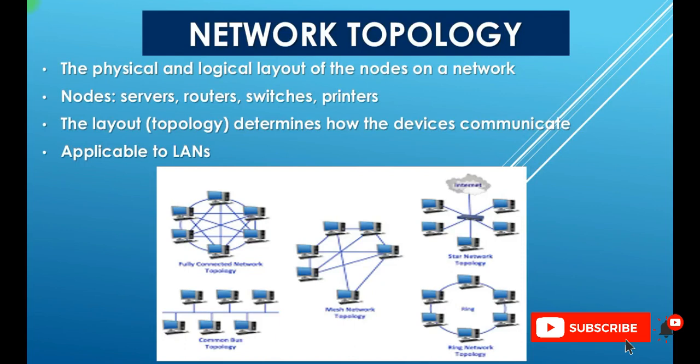Let's begin by looking at what network topology is. Network topology refers to the physical and logical layout of the nodes on a network. Let me just break that down for you. When we talk about nodes, we're talking about physical devices that exist on a network, and these may be things such as servers, routers, switches, printers. Any physical device that exists on a network would be referred to as a node.